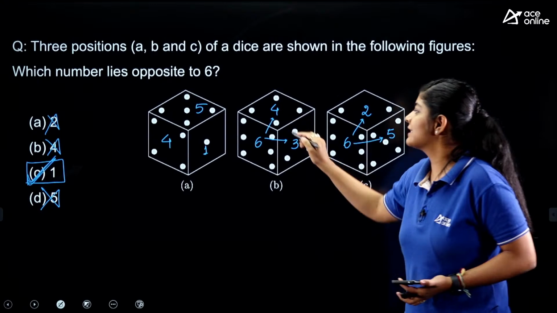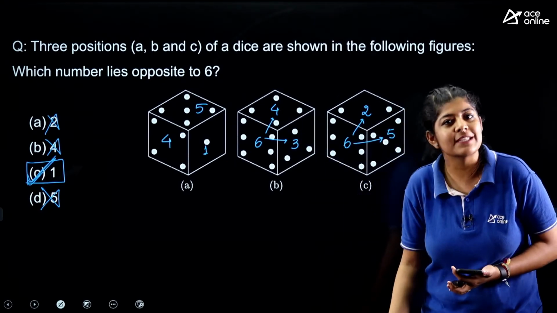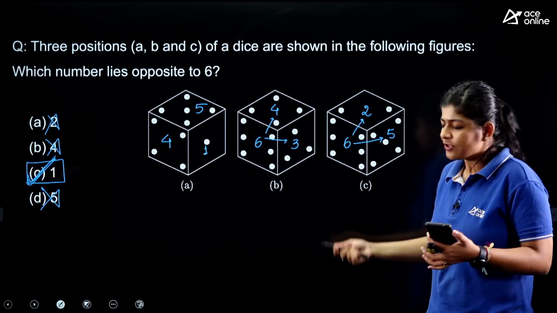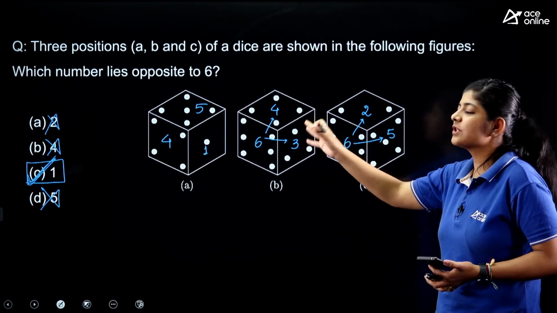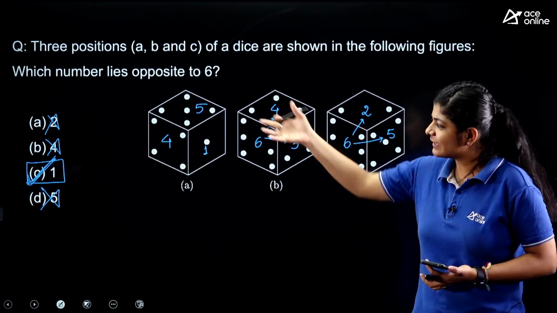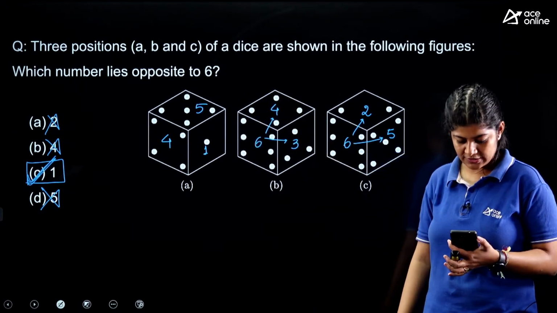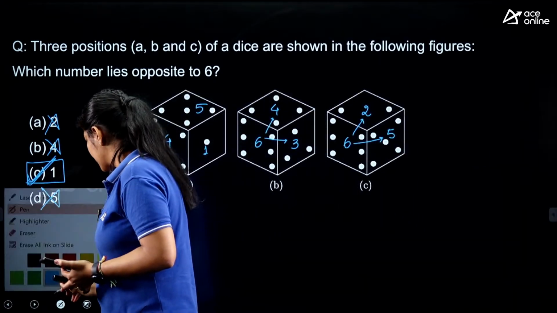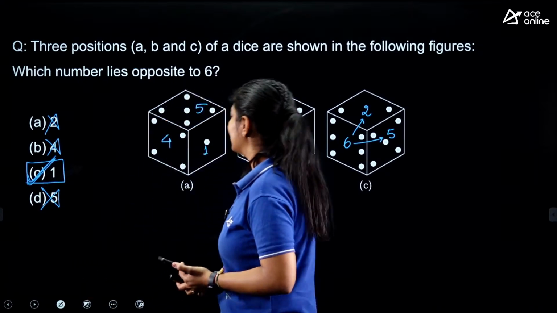Because these faces are adjacent faces of 6. These faces, or these numbers, are adjacent to 6. So simply I can say that these faces can never be the opposite pair of 6, so I could simply eliminate these options, right? Sai, the correct answer over here is option number C, not option number B, right?